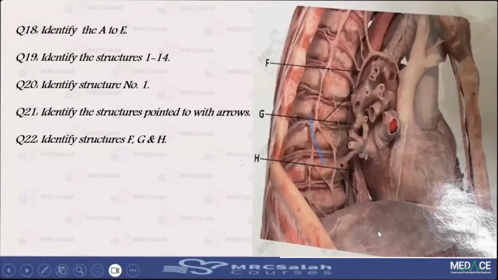Could you handle this picture for me, please? Okay. I don't see all the letters, just 3 letters: F, G and H. So F would be again the azygos vein. G would be the esophagus, pointing to the muscle. H is going to be the posterior vagal trunk. Yes, here we have the esophageal plexus of the vagal.